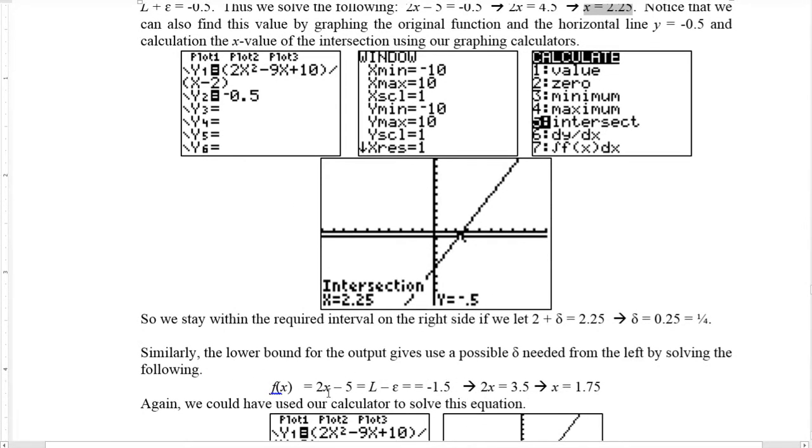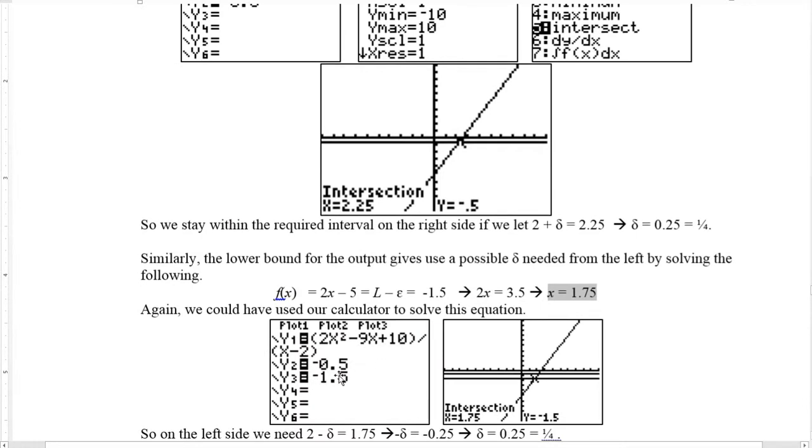Similarly, we find a lower boundary by finding where the lower line, 2x minus 5, the original function, equals L minus epsilon, or negative 1.5. And so we're solving that equation, 2x minus 5 equals negative 1.5. Okay, so add 5 to both sides. That gets us to 2x equals 3.5. Divide both sides by 2. We get x equals 1.75. And again, you can also find that on the graphing calculator by letting y3 be negative 1.5 and calculating where that crosses the original graph.